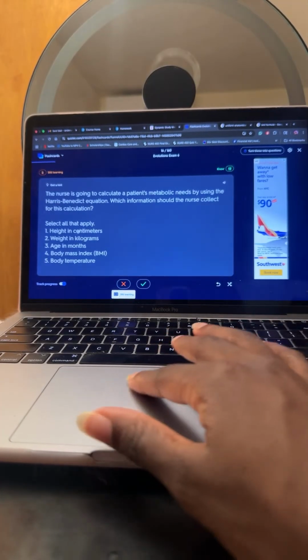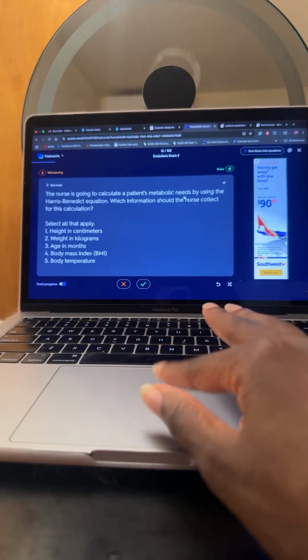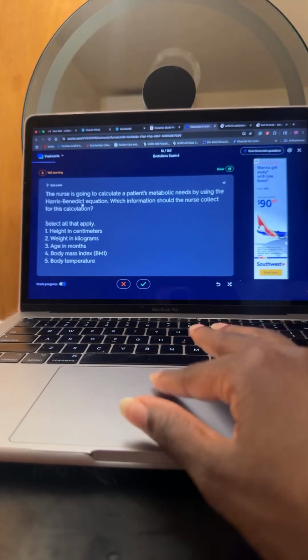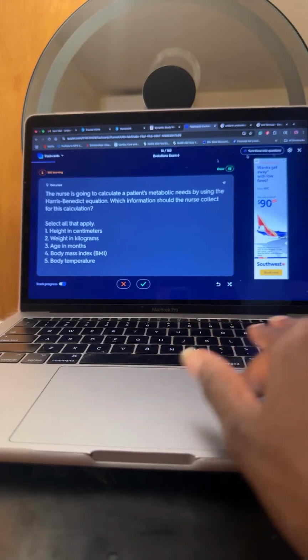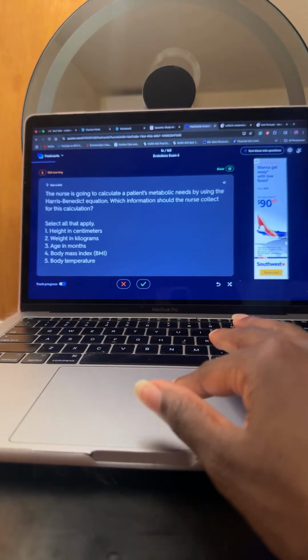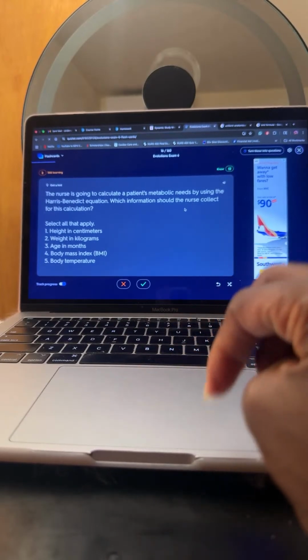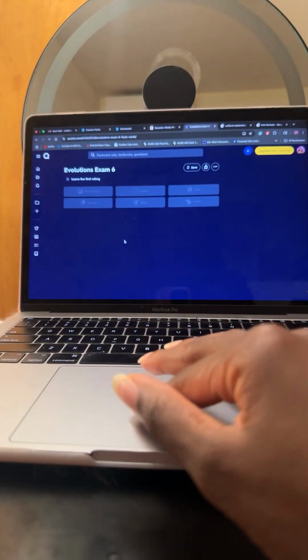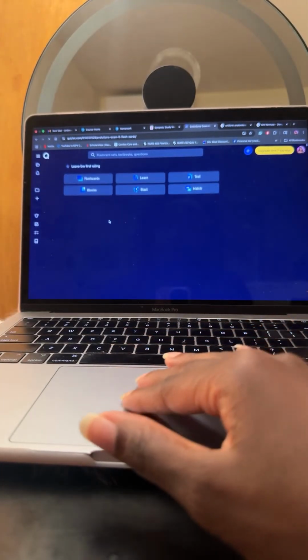The nurse is going to calculate a patient's metabolic needs by using the Harris-Benedict. We never learned this. Okay, I'm going to X this out because this is going to ask me all the questions I don't need to go over.